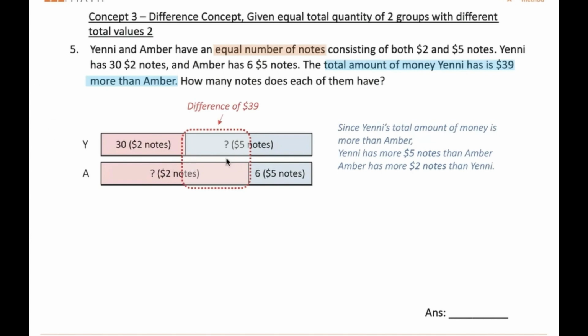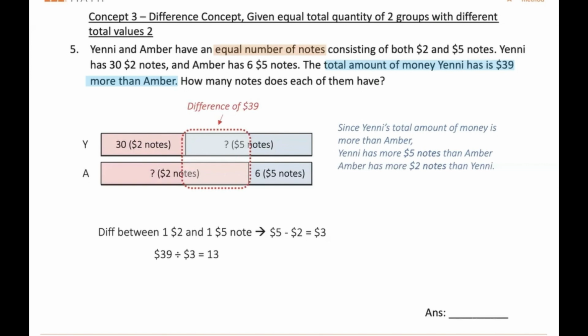Now, this total difference, $39, comes about because of the difference between a $5 note and a $2 note, which is $3. So if I use $39 divided by $3, I get 13. 13 represents 13 pieces of notes here. Okay? There are 13 pieces of notes here.